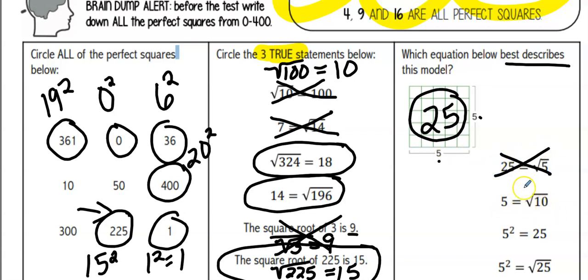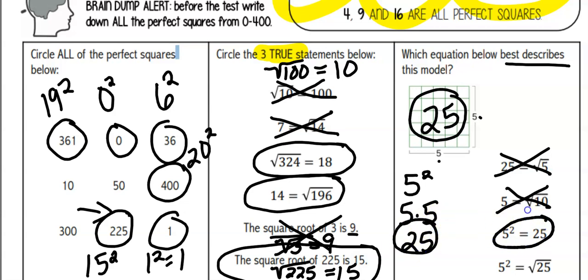5 is equal to the square root of 10. That doesn't match our model. 5 squared is equal to 25. So let's think what that's saying. 5 squared, which is 5 times 5, is equal to 25. So that one is true. And then this last one is wrong because it says 5 squared is equal to the square root of 25. The square root of 25 is 5, not 5 squared.